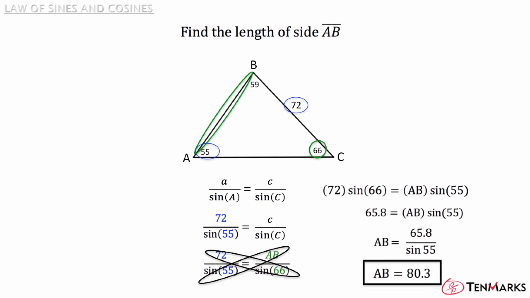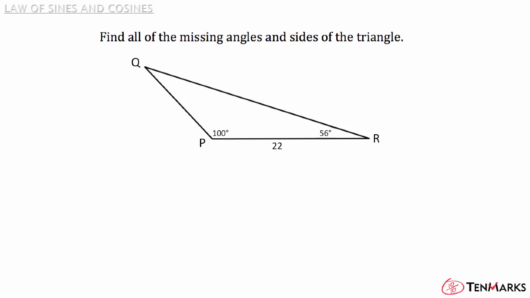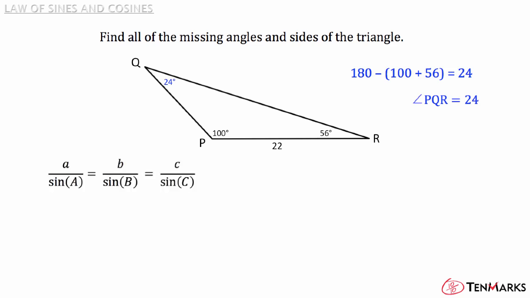Let's try another problem. Find all the missing angles and sides of the triangle. Do you have enough information? You need values for at least one side and its opposite angle. Looking at the triangle, you have the length of one side, but not its opposite angle. But you can find the measure of the opposite angle, right? Since it's the only missing angle in the triangle, you can find it by subtracting the sum of the other 2 angles from 180. So the missing angle is 24 degrees. Now you have enough information to use the law of sines.